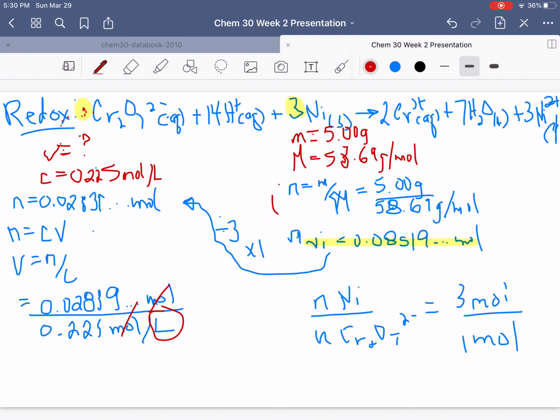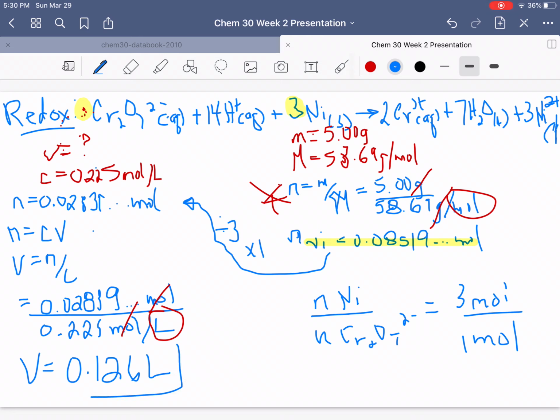Even when we did molar mass over here, the grams of the mass canceled out with the grams of the molar mass, leaving us with moles. It all works out. Okay, total volume equals, and go back to the original question. Remember, we're dealing with 3 sig digs. We have 0.126 liters. And there we have it. Stoichiometry with redox reactions. As long as you balance the redox reaction first, we're good to go.